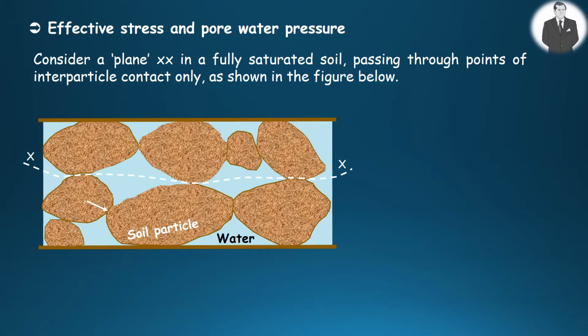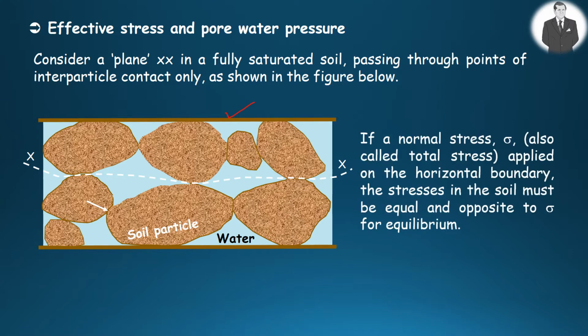To understand the concept of effective stress and pore water pressure, let us consider a plane XX passing through points of interparticle contact in a fully saturated soil, as shown in the figure here. If a normal stress is applied on the horizontal boundary, then the stress in the soil must be equal and opposite to the total stress for balance.